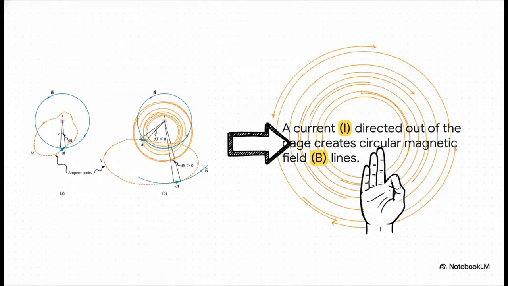And this image here, it shows it all perfectly. Imagine that current, the I, is a wire poking straight out of your screen. What happens? It creates a magnetic field, B, that swirls around it in these perfect circles. And if you want to know which way it's swirling, just use the good old right-hand rule. Point your thumb in the direction of the current, so at the screen, and your fingers will naturally curl in the exact direction of the magnetic field.